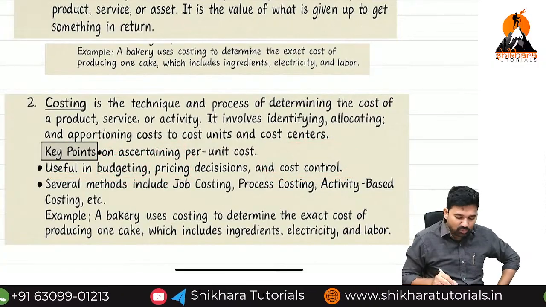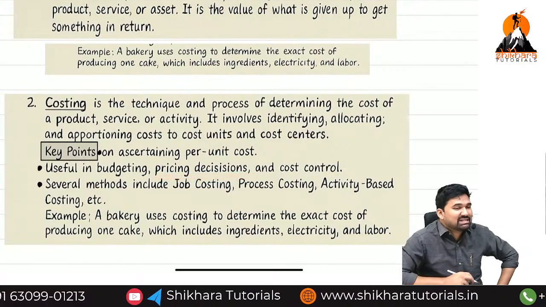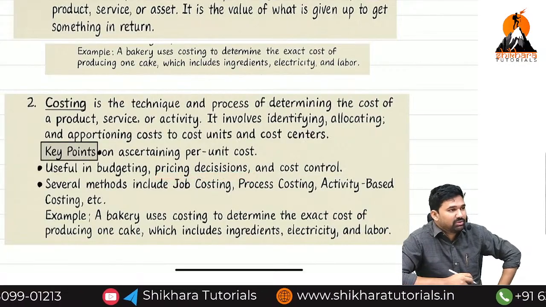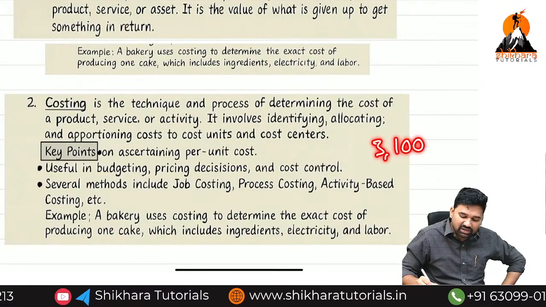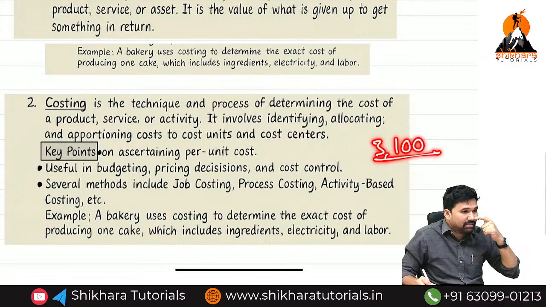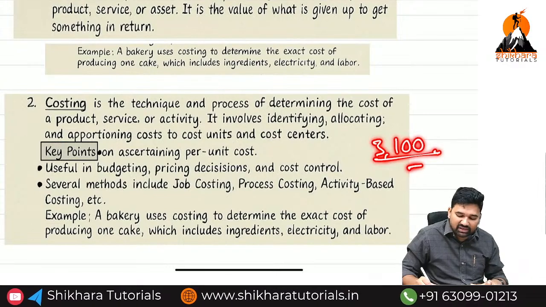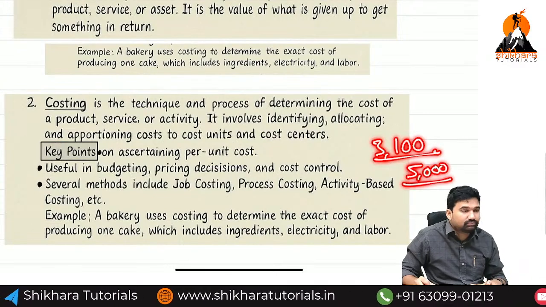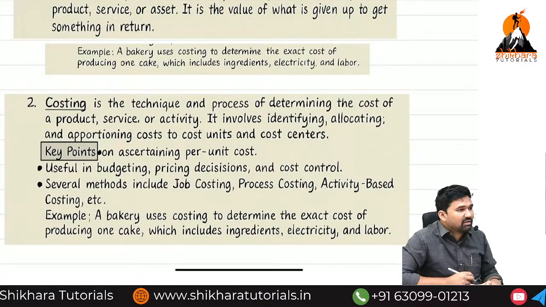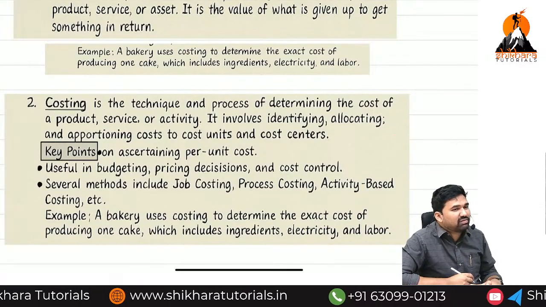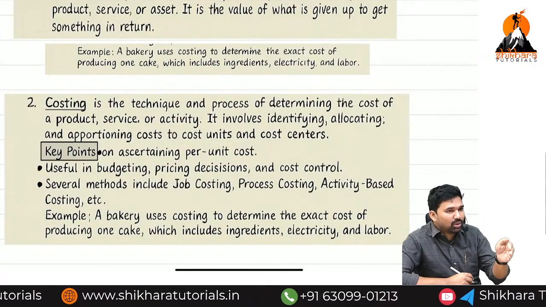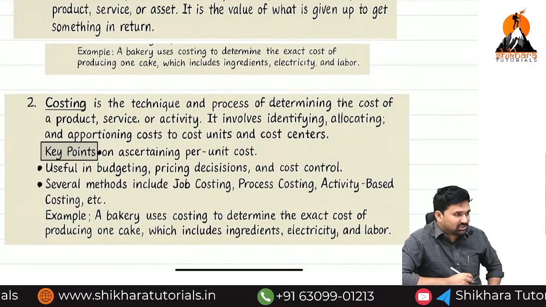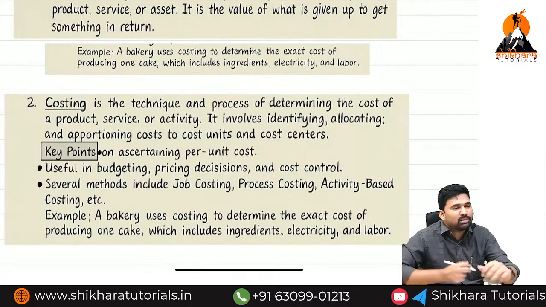Sir, how will costing be used in pricing decisions? Say for example, your manufacturing cost is 3,100 and the MRP you have mentioned on the product is 5,000. What is your manufacturing cost? 3,100. Only you know about the manufacturing cost. MRP you have mentioned on the product as 5,000.